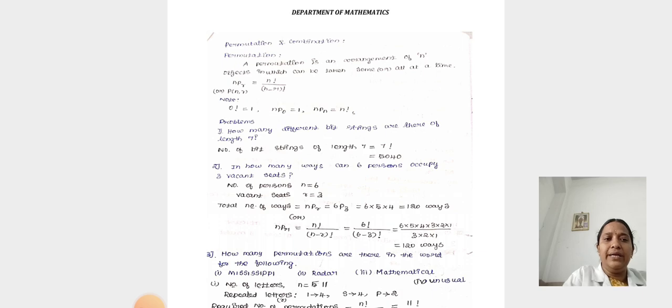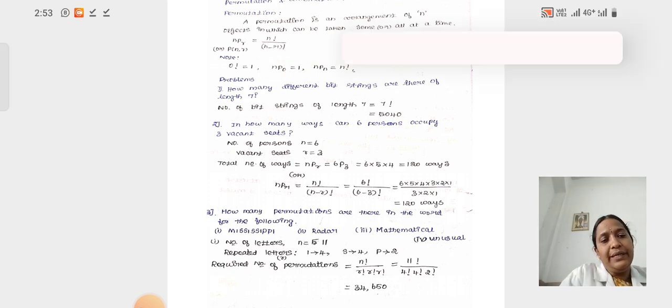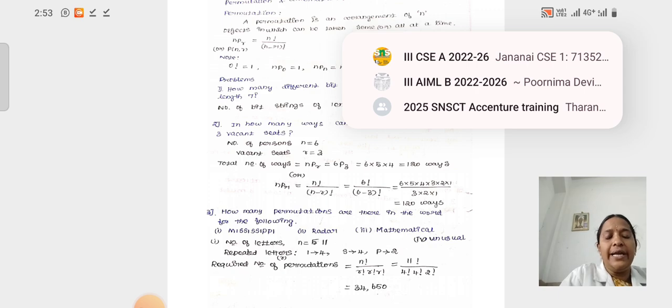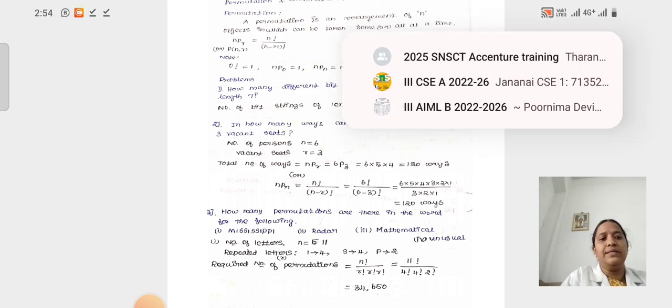Third one: how many permutations are there in the words Mississippi, radar, mathematical and unusual? First, the word Mississippi. Here the number of letters n is equal to 11. Repeated letters: s is repeated 4 times, p is repeated 2 times, i is repeated 4 times. Therefore the formula: numerator is n factorial, and the denominator is the repeated letters. So 11 factorial by 4 factorial into 4 factorial into 2 factorial. Simplifying, we will get 34650.